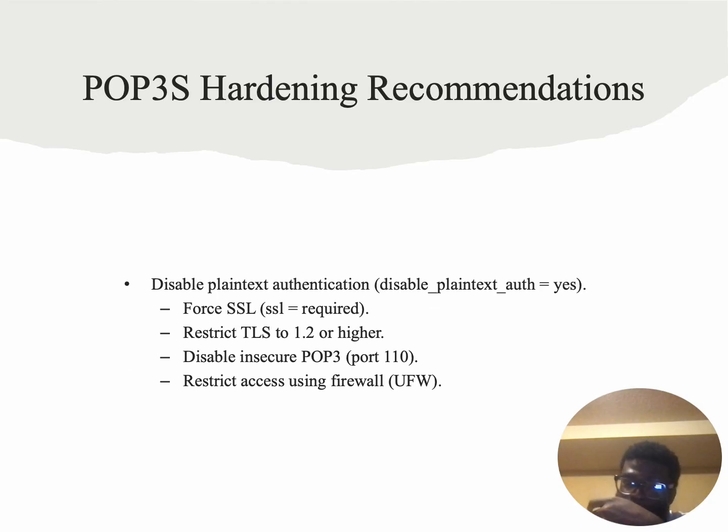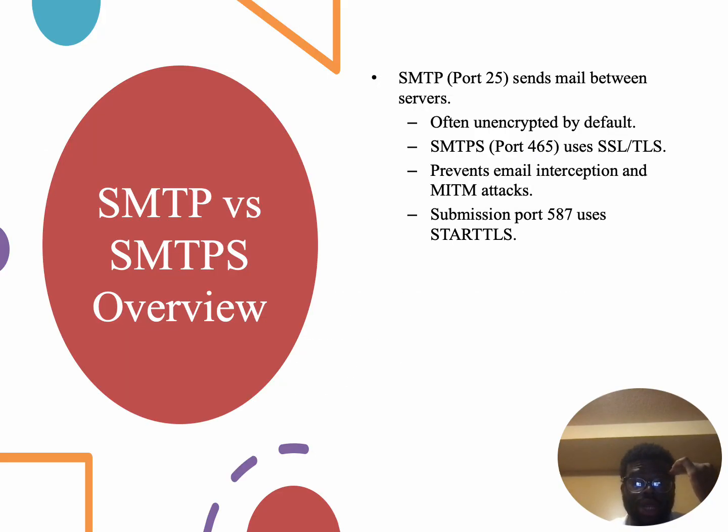On to the next, the POP3 hardening recommendations. You disable plain text authentication using disable_plaintext_auth equals yes, and then you force SSL. On most setups it's going to be ssl equals yes, so you have to change it to ssl equals required. You restrict TLS to 1.2 or higher, you disable insecure POP3, which is port 110, and you restrict access using firewalls. On to the next slide.